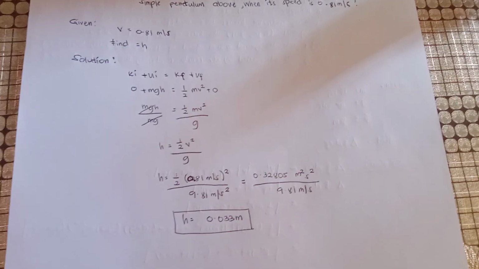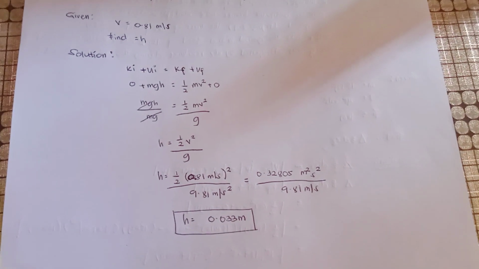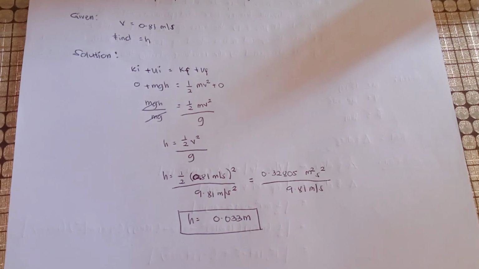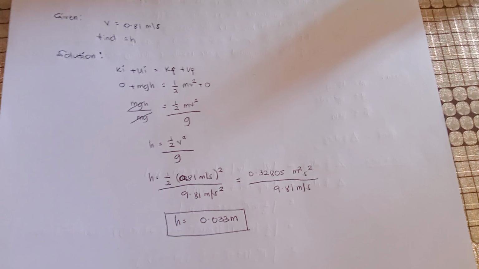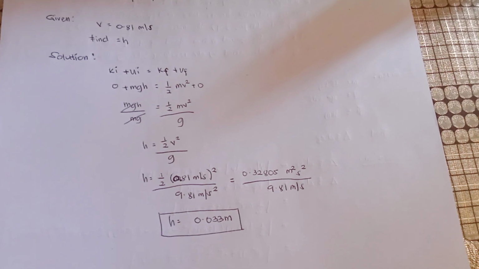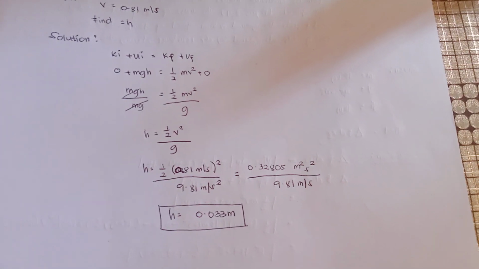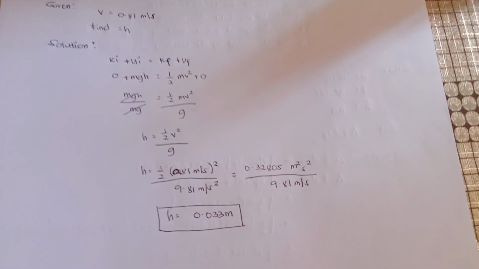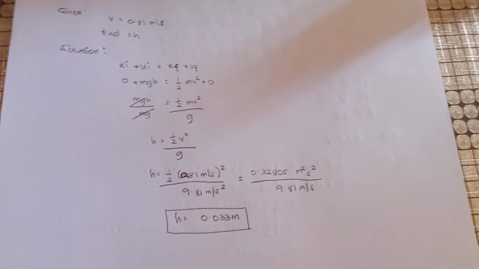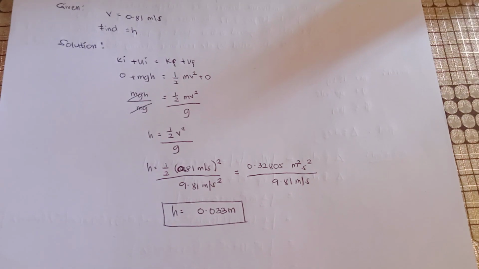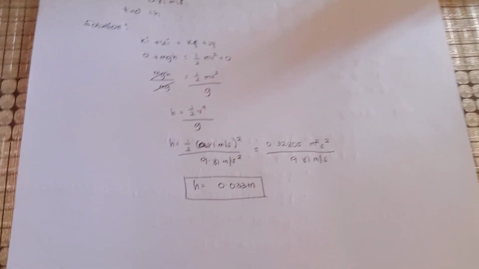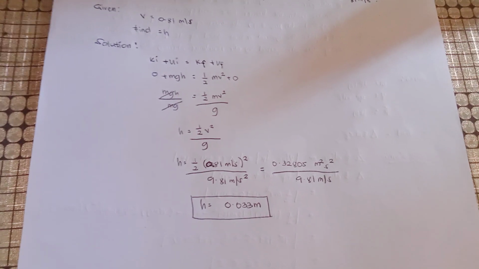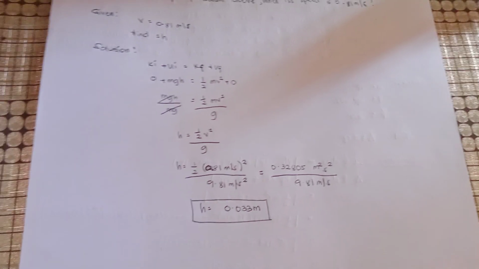And then the gravity is 9.81 meter per second squared, which equals 0.32805 meters. So the final kinetic energy and potential energy are over the gravity, which is 9.81 meter per second squared. So the final answer for the height is 0.33 meter.